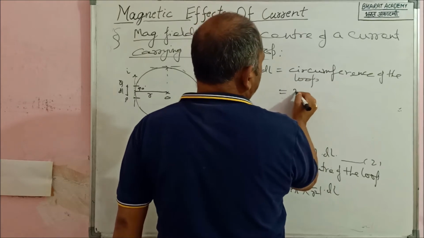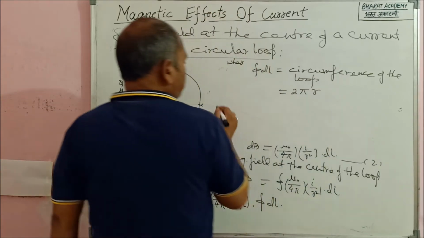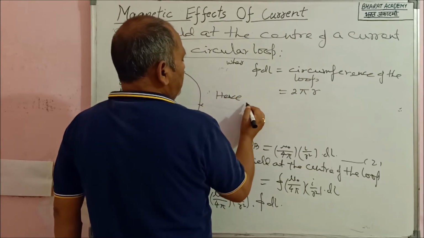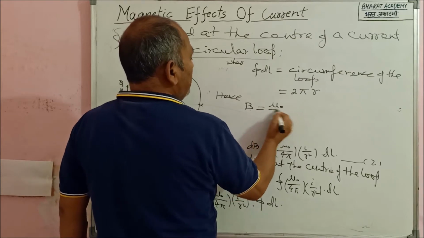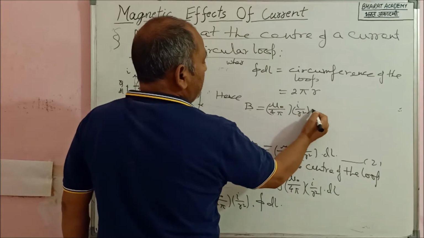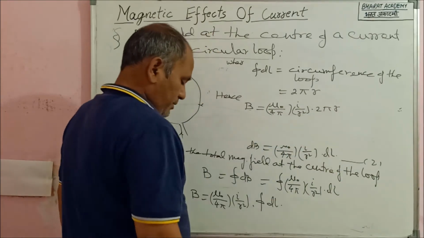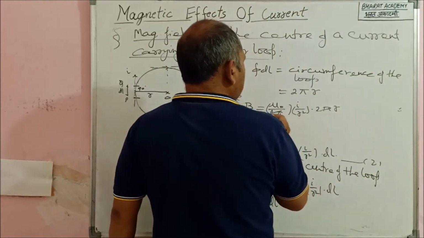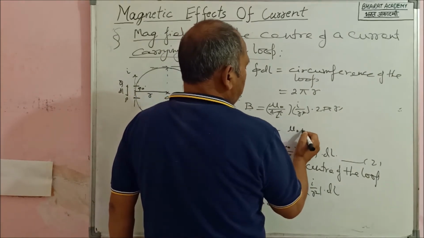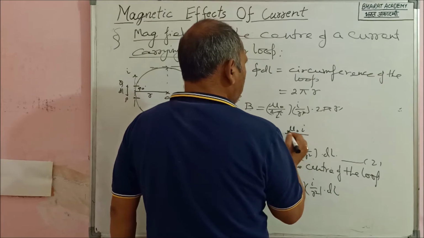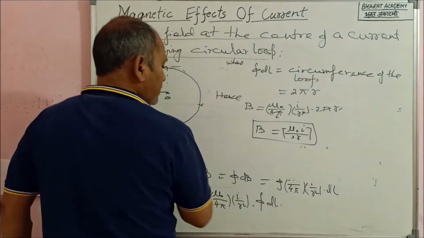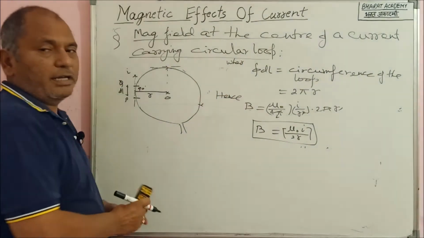So how much will it be? Simply 2 pi r. Hence, the magnetic field at the center will be mu 0 by 4 pi, I by r square into 2 pi r. Right? Do some adjustment: 2 pi to the 4 pi, r can be cancelled. We are left with B equal to mu 0 I by 2r, the magnetic field at the center of a circular current carrying loop.